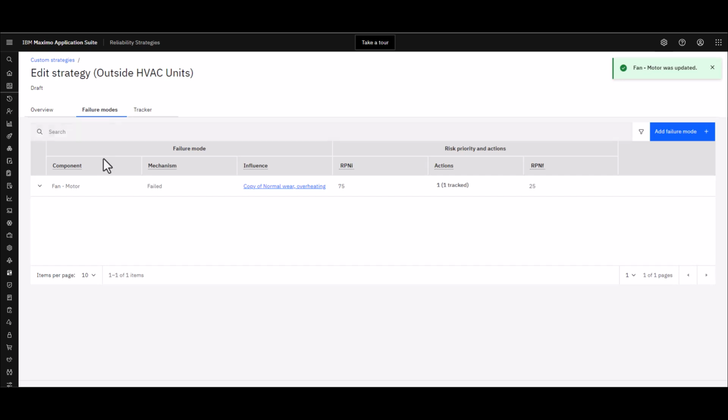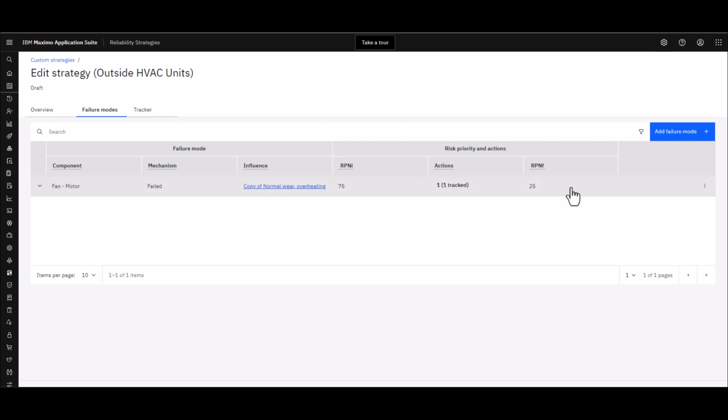And there we have it on our failure modes tab, fully filled out. We are tracking it, and we have the effects of the mitigation that we're expecting between our initial RPN and our final RPN. So for the rest of the failure modes, you would go through the same process and end up with a pretty good list of failure modes here within your strategy that indicate the inspections and things that you want to take action on.